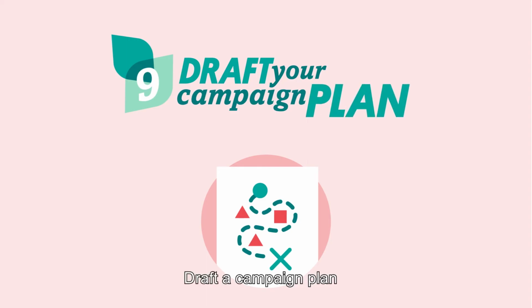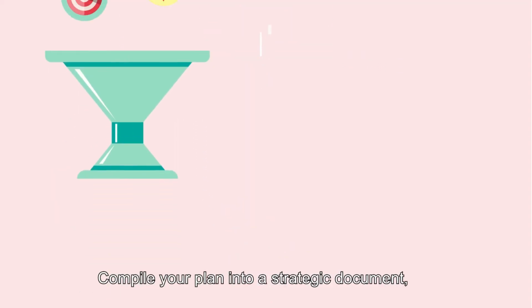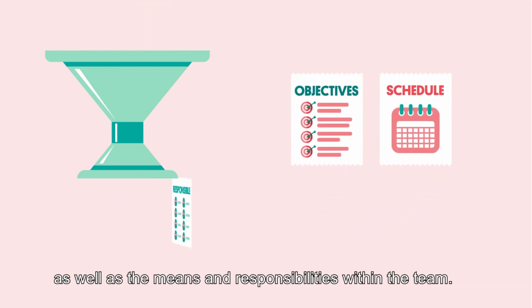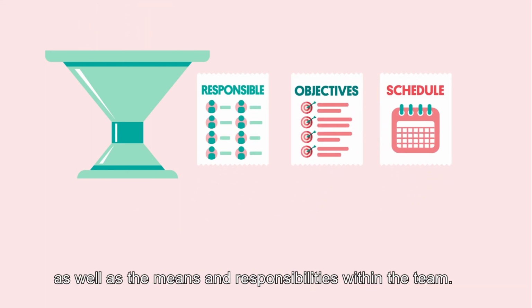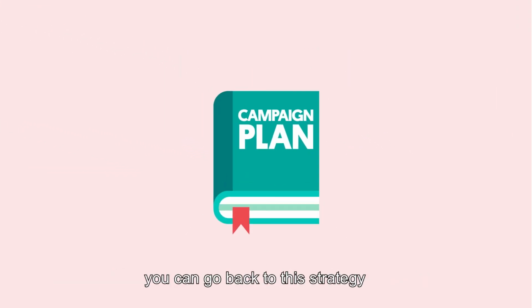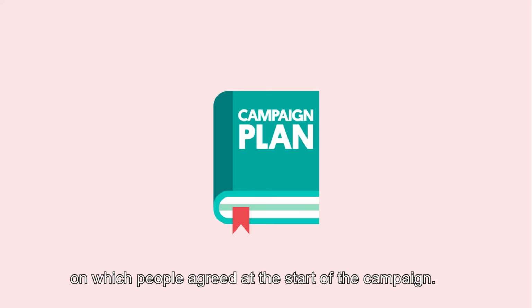9. Draft a campaign plan. Compile your plan into a strategic document, which includes a schedule, the objectives, as well as the means and responsibilities within the team. Whenever the campaign faces difficulties, you can go back to this strategy on which people agreed at the start of the campaign.